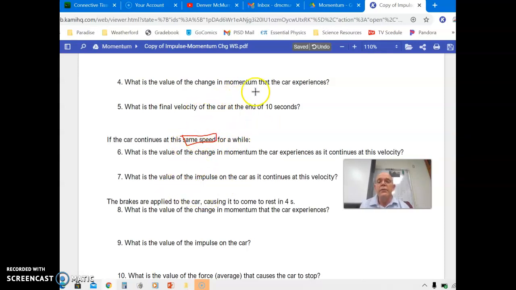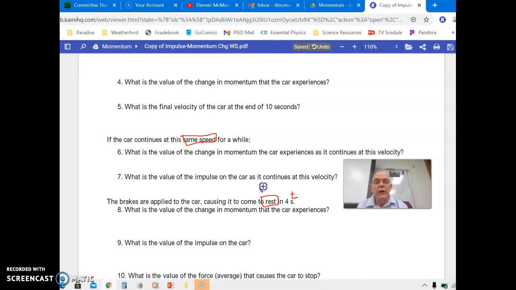Whatever the final velocity was and all that stuff is still going to be true for it while it's going at this speed. Okay, then the brakes are applied and it comes to rest in 4 seconds. So now we have a new time. Okay, and what is our final velocity going to be? It's coming to a rest.